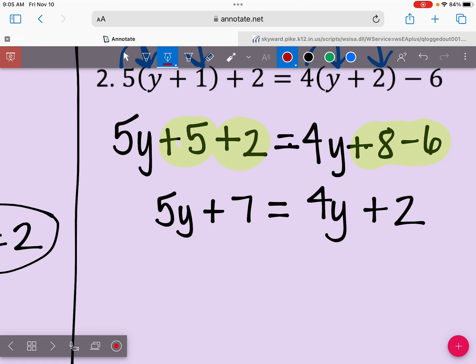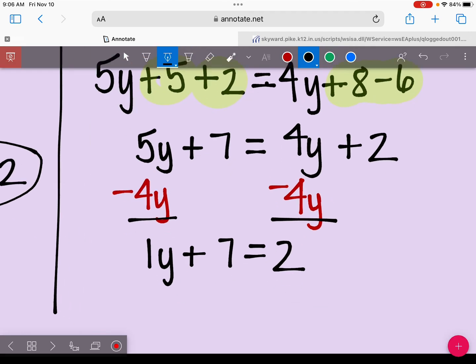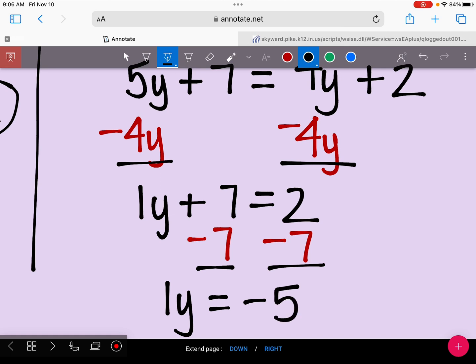So let's subtract the 4y from both sides. So 1y plus 7 equals 2. And then let's subtract 7 from both sides. So 1y equals negative 5. And that would be your answer. All right, any questions about our bell work?